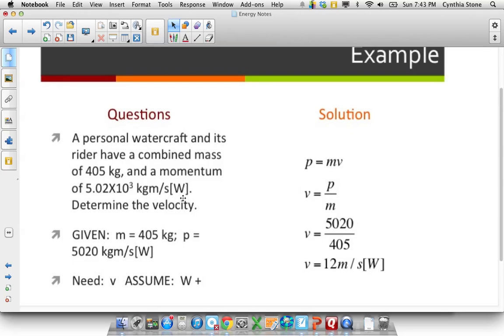So if you're lucky enough, and there will probably be on your multiple choice a nice easy question, where all you do is apply this formula to find momentum or velocity, something like that.